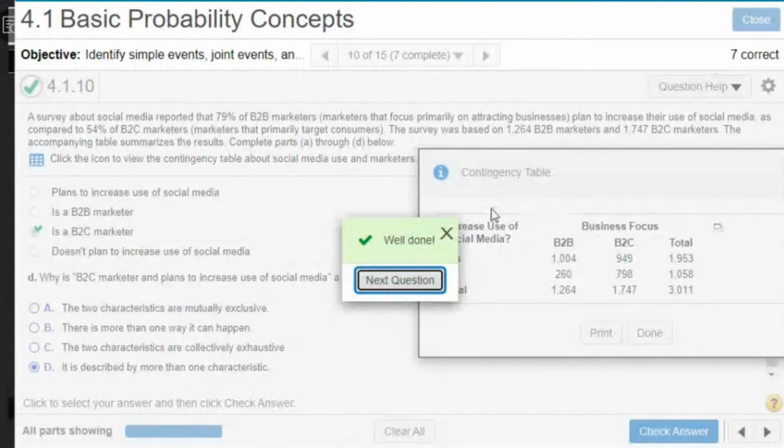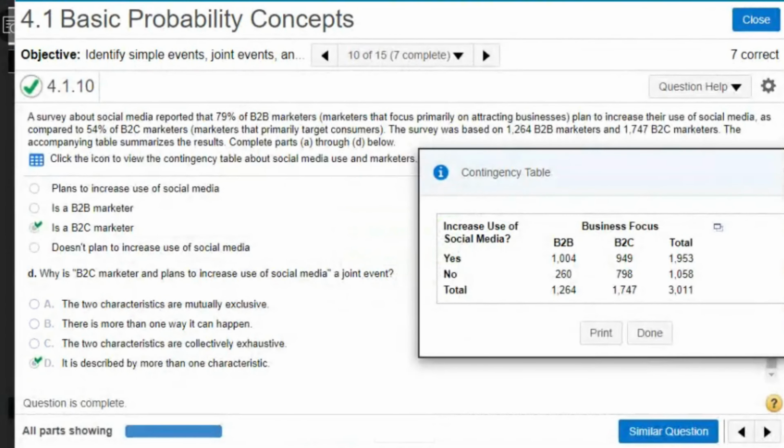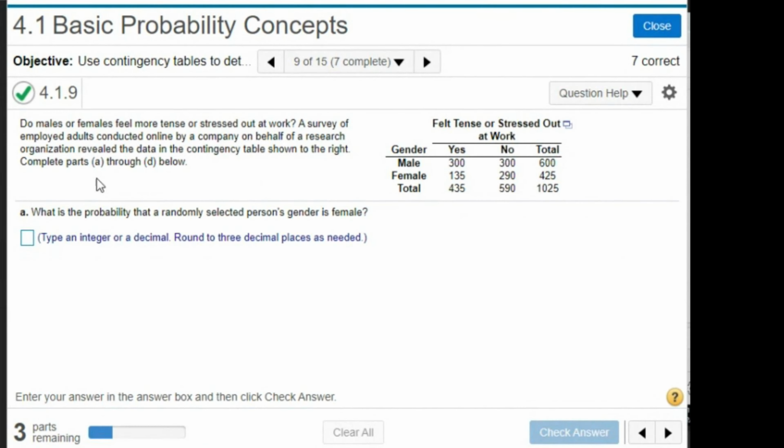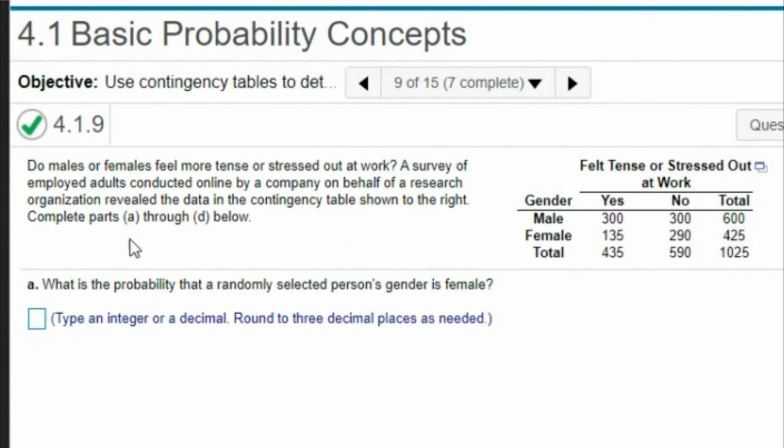Okay, now let's move on to contingency tables. Here we have a contingency table. Do males and females feel more tense or stressed out at work? A survey of employed adults conducted online by a company on behalf of a research organization revealed the data in the contingency table shown to the right. Complete parts A through D below.